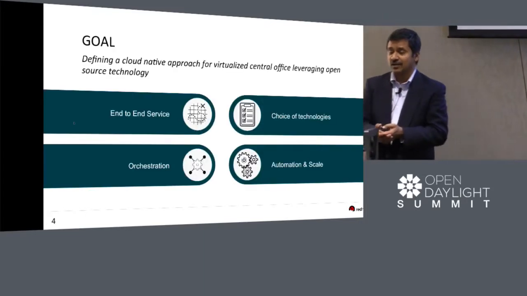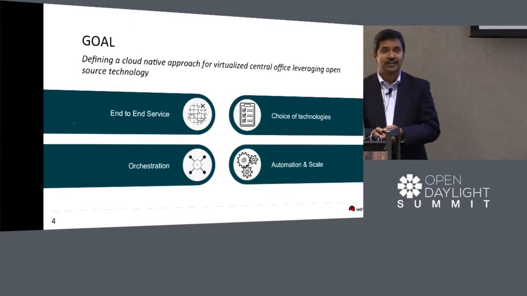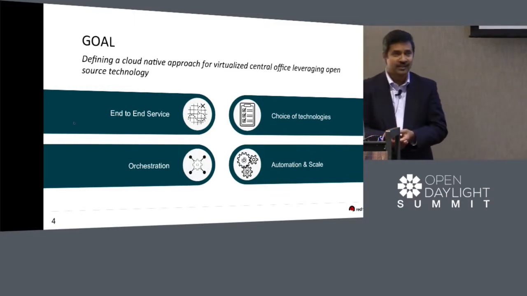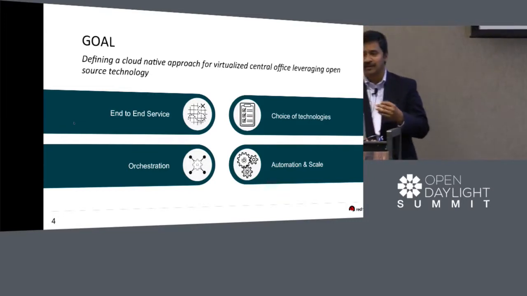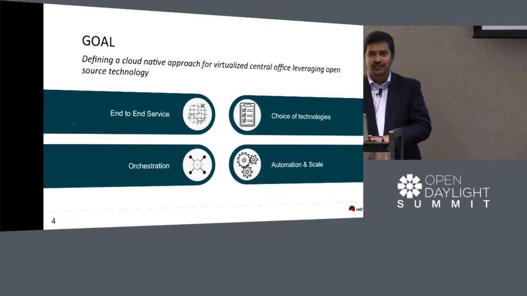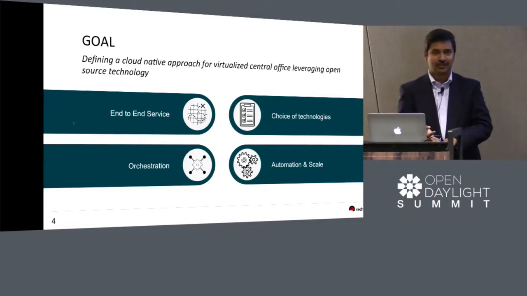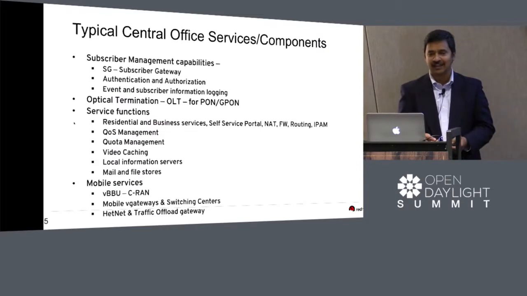In order to build a central office, the goal is to define a cloud-native approach to virtualizing a central office leveraging open source technologies. Obviously, you want to be able to build end-to-end services. You want a choice of technologies and capabilities with orchestration and automation at scale.